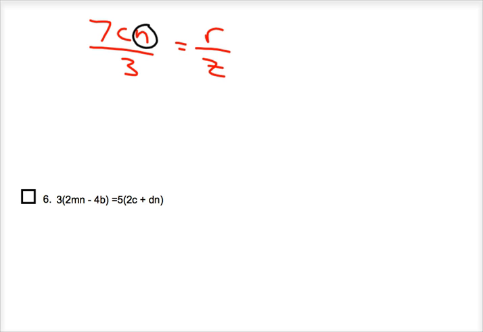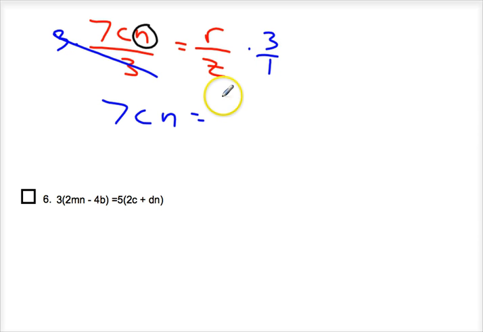Well, that's divide 3. So what's the opposite of divide? Multiply. And that'll cancel over here, maybe it's 7cn equals, this would be like 3 over 1, so it's 3r over z. The 3 goes in the numerator. Now, I've got 7cn. I need to get rid of the 7c, and we've done this before. You're going to divide both sides by 7c.